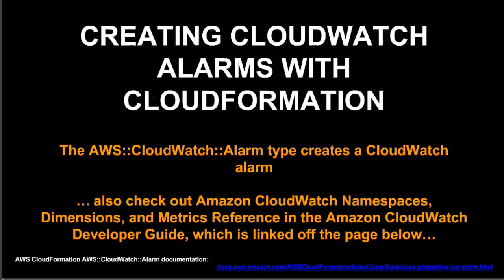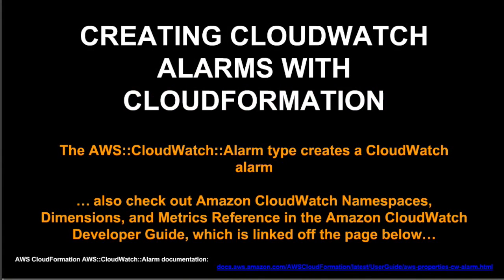We had another question about creating CloudWatch alarms. Again, this is pretty simple to do. So you can create the AWS CloudWatch alarm resource type. It's important to take a look at the second reference that you can see here, which is about Amazon CloudWatch namespaces, dimensions, and metrics. And that's probably beyond the scope of the session today because it's quite detailed, but that really tells you everything you need to know about what you can create alarms about.